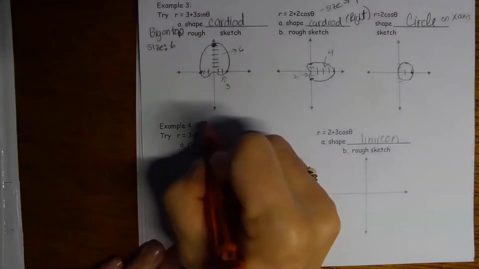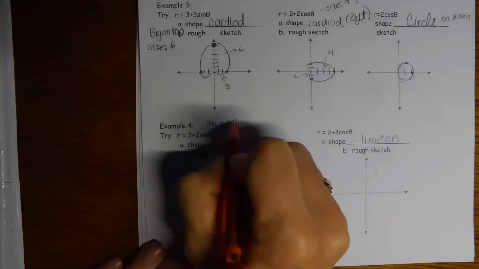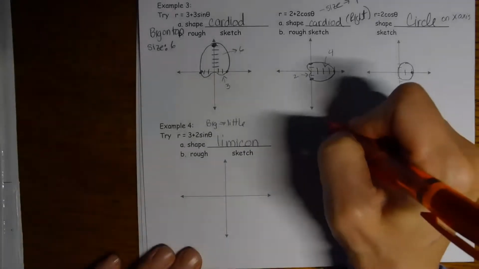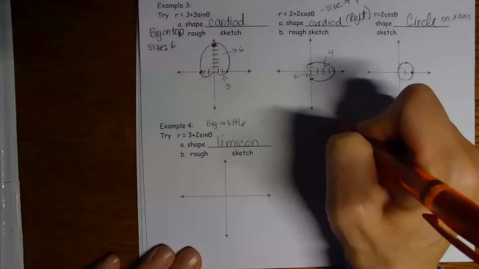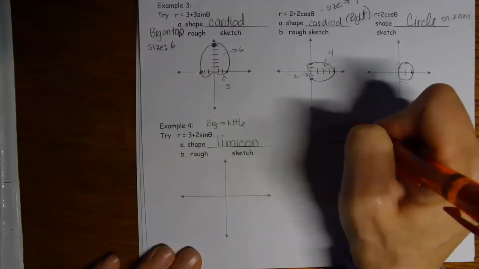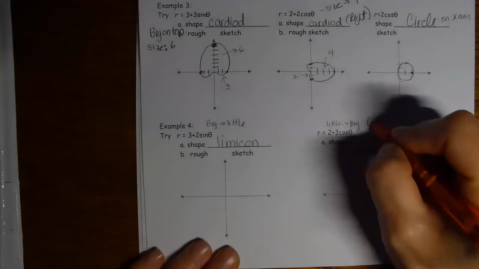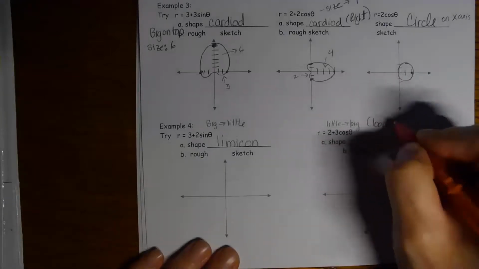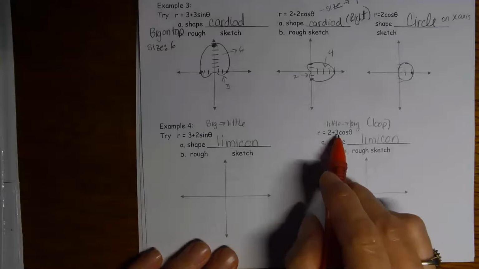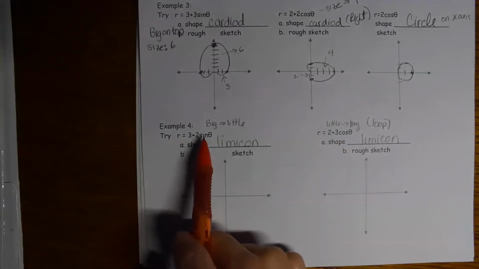Okay, tell me which one has a loop. This goes big number to little number: 3 is bigger than 2. This goes little to a big number: it's 2, then 3. So which one has a loop? Okay. If the first number is smaller than the second number, it's going to have a loop.